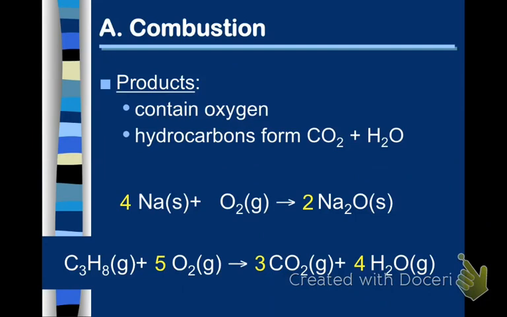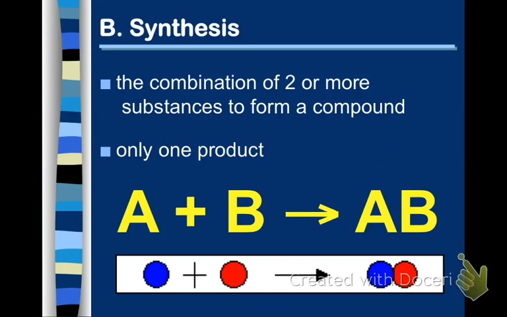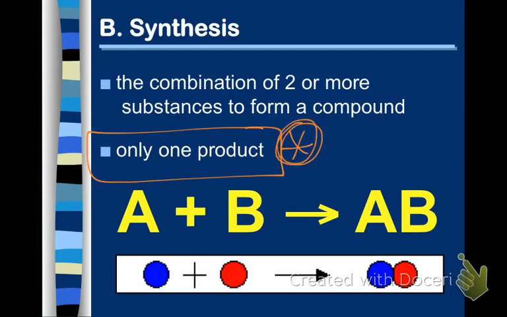Our second type of reaction we're going to talk about today is synthesis. Synthesis is where you've got a combination of 2 or more substances to form a compound. The key to this is there is only one product. Only one product. So make a note of that. That is the key to synthesis reaction, is you can only have one product.